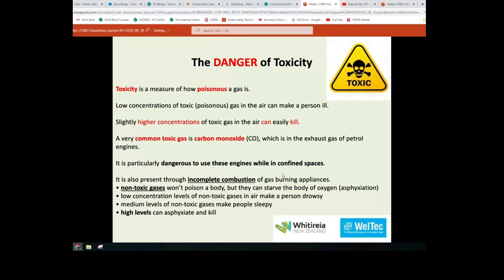So it is really dangerous. If they knew more about carbon monoxide, they wouldn't have done that in the first place. They would have taken it for a drive around the block instead.